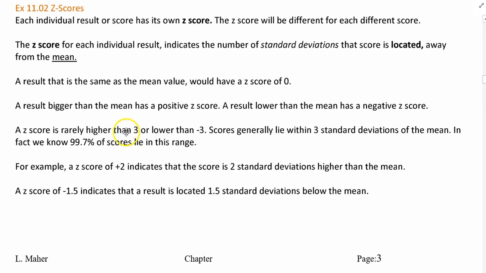A Z-score is rarely higher than 3 or lower than -3. We saw that. There's a very small percentage in that section of our graph. Scores generally then lie within 3 standard deviations of the mean. In fact, we know exactly, 99.7% of scores lie in this range. A Z-score of +2 indicates the score is 2 standard deviations higher than the mean, and a Z-score of -1.5 indicates that a result is located at 1.5 standard deviations below the mean.